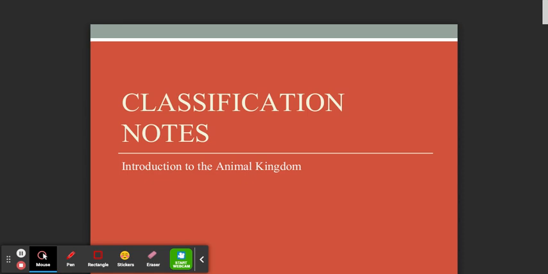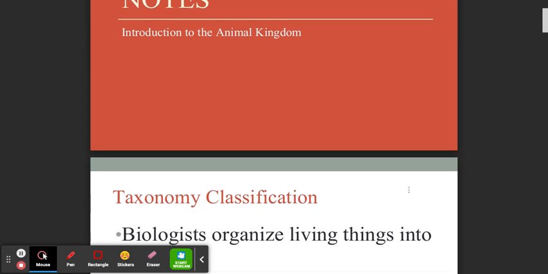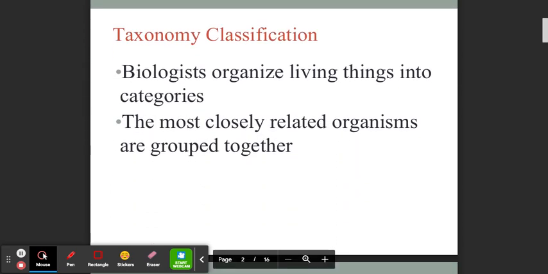Good morning, biology class. Today we are talking all things classification. So here we go. Yes, taxonomy classification. Did you know biologists organize living things into categories? Yes, they do.